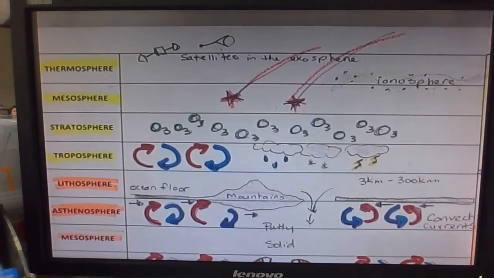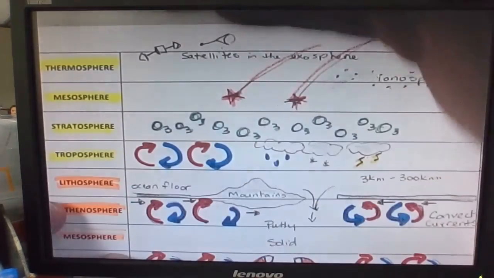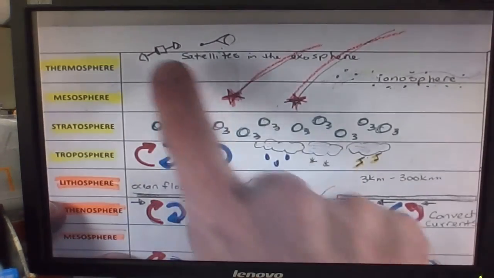Now you can add to your beautiful diagram. So satellites are the furthest out, in the exosphere. Those are my satellites.